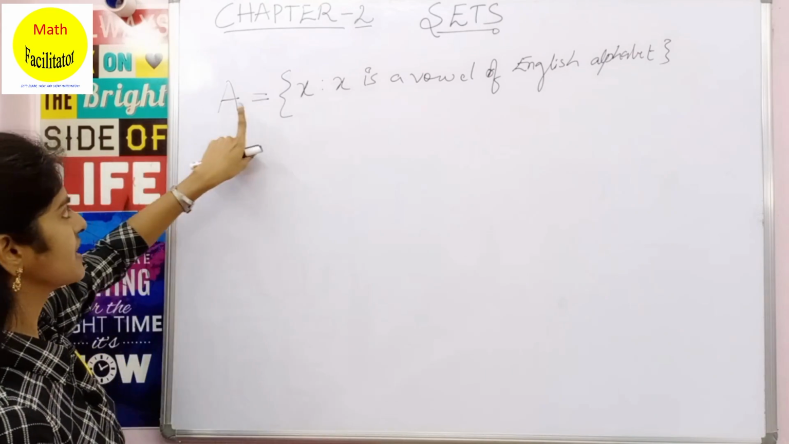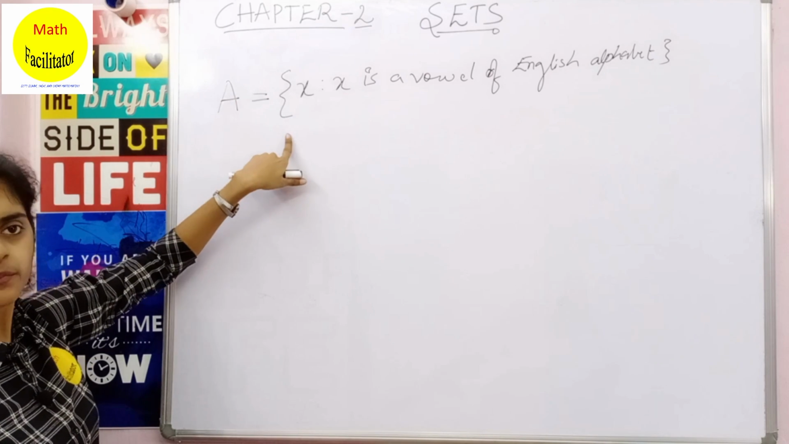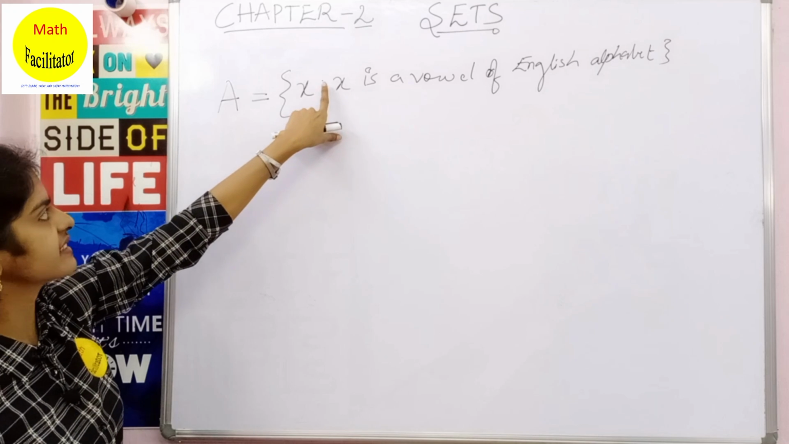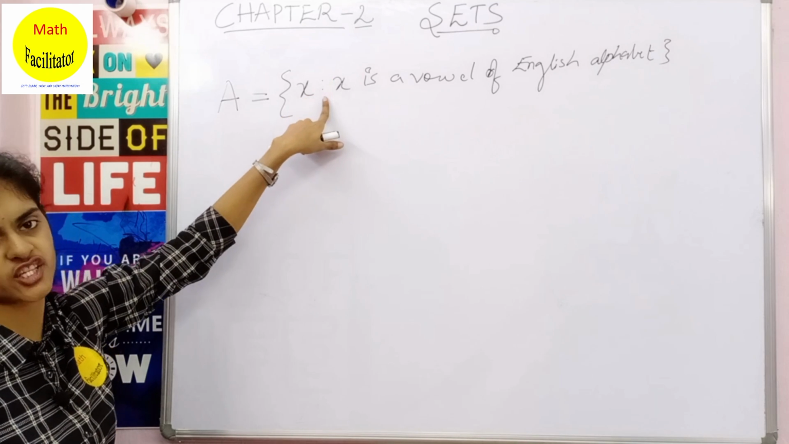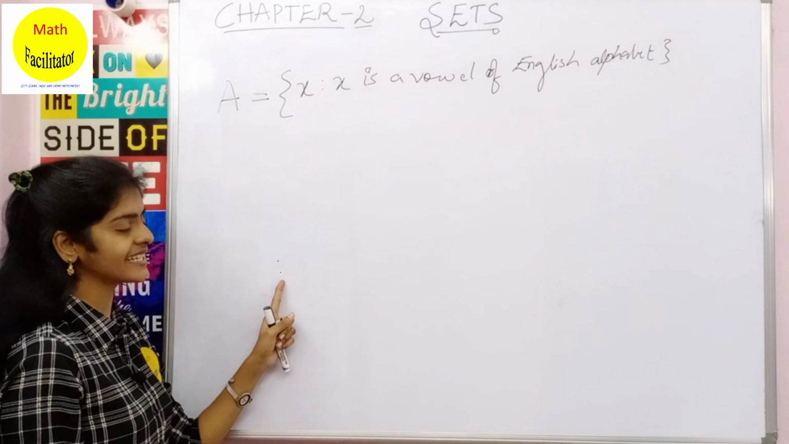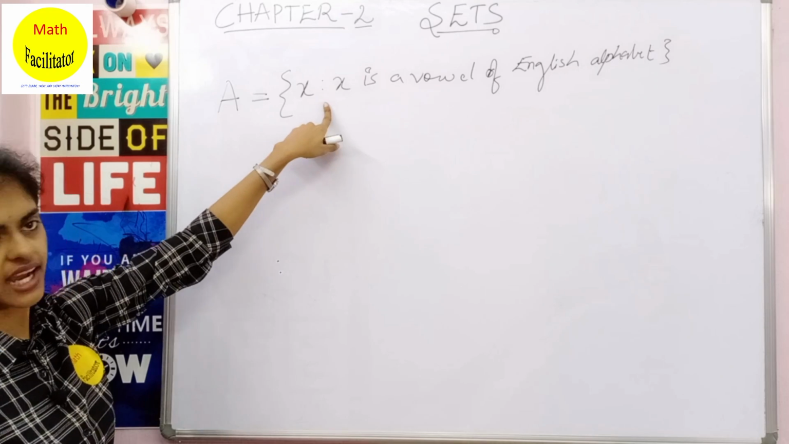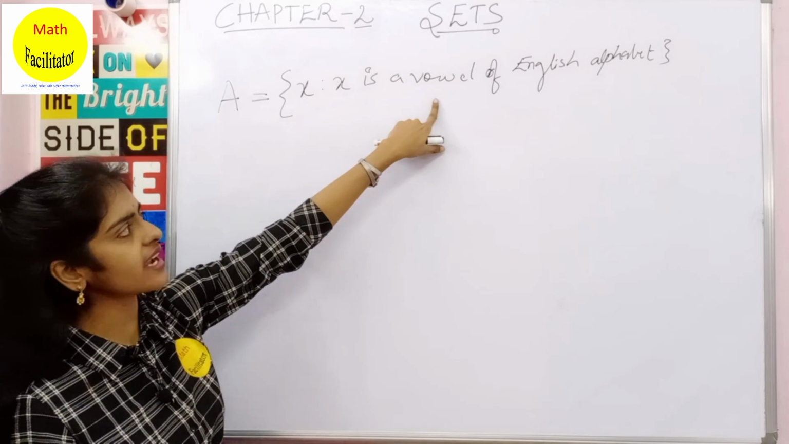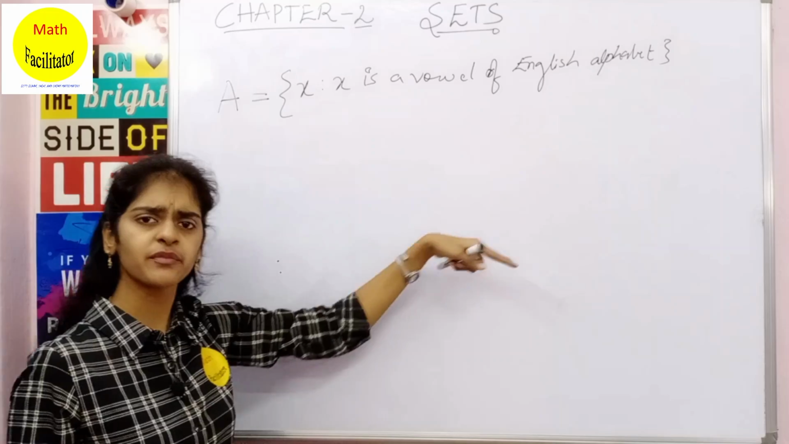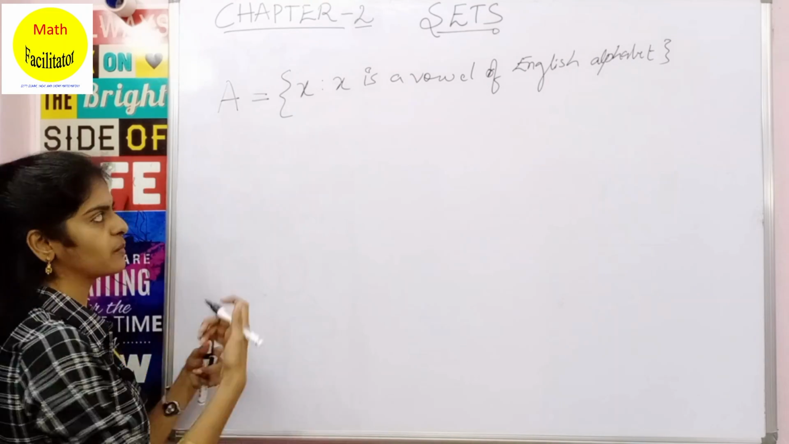So you'll represent the set as capital A is equal to, within the brace you'll write x, and this is called "such that". You will represent it as two dots, and you will read it as "such that". So you will take the elements x such that this x should be a vowel of the English alphabet. Clear? So that is a condition, and the same thing if you want to write it in roster form, how do you do it?